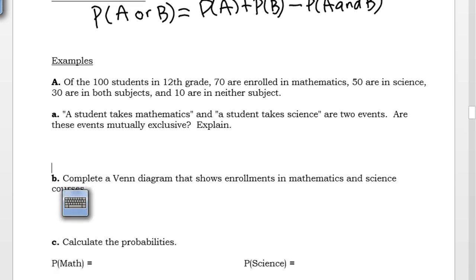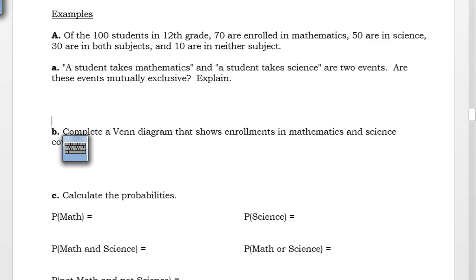Of the 100 students in 12th grade, 70 are enrolled in mathematics, 50 are in science, 30 are in both, and 10 are in neither subject. A student takes mathematics and a student takes science are two events. Are these events mutually exclusive? So, I know a student isn't going to be in science class and math class at the same time in the same class period, but is it possible for a student to take math and science? Yes. 30 are in both subjects.